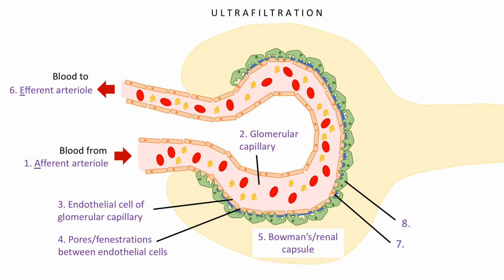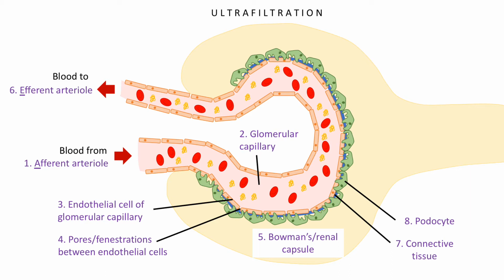And so hopefully what you're able to identify is that 7 and 8 are the podocyte, and that podocyte has these extensions that extend around the endothelial cells. And obviously they're involved in this process of ultrafiltration, really important cells.